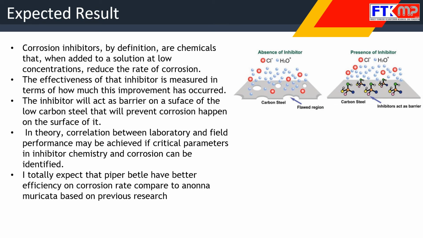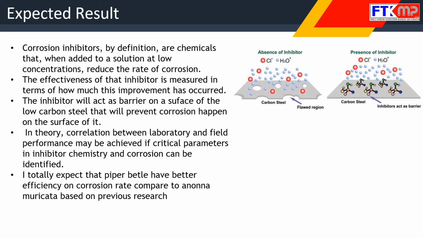Lastly, to conclude my PSM1 slide, there will be the expected result. Corrosion inhibitors by definition are chemicals that, when added to the solution at low concentration, reduce the rate of corrosion. The effectiveness of the inhibitor is measured in terms of how much this improvement has occurred. The inhibitor will act as a barrier on the surface of the low carbon steel that will prevent corrosion from happening on the surface of it.